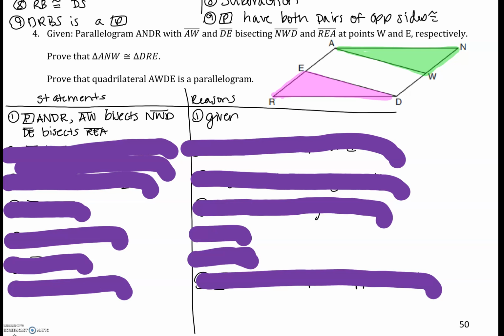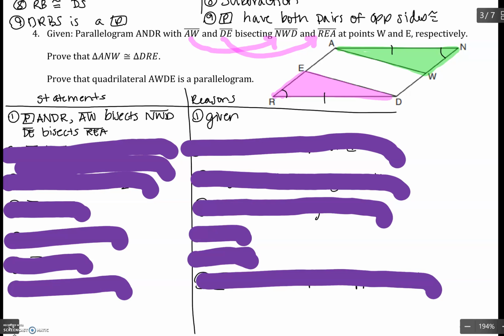Number 4 looks a lot like number 3 when you think about it. We're trying to prove that ANW and DRE are congruent. We have a lot of given happening here. We know we have the large parallelogram just like number 3, and then we have bisectors. Again, this time segments though. AW and DE are bisecting each of NWD and REA respectively. So I rewrote that so that they were 2 separate ideas. Makes it a little clearer. Okay, so just like before, I have a parallelogram, so I know my opposite sides here and here are congruent.